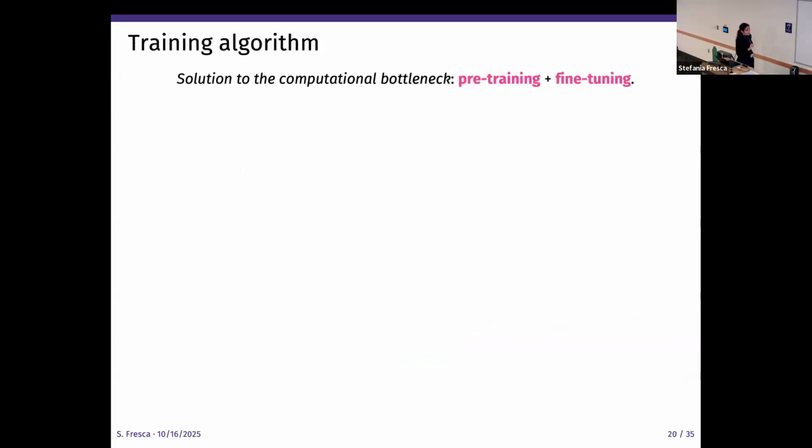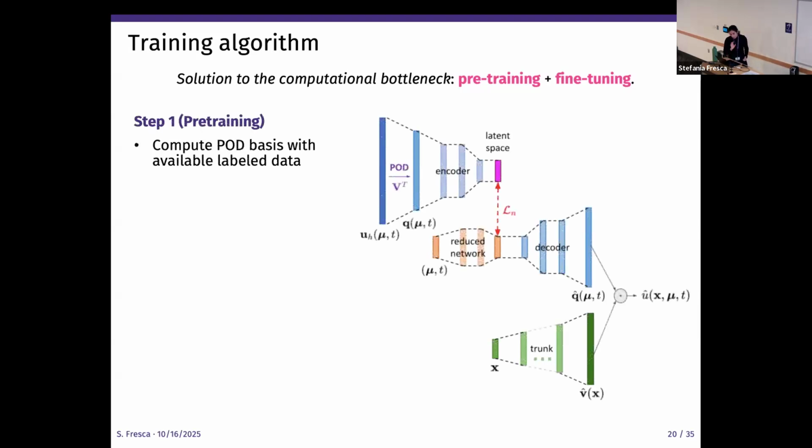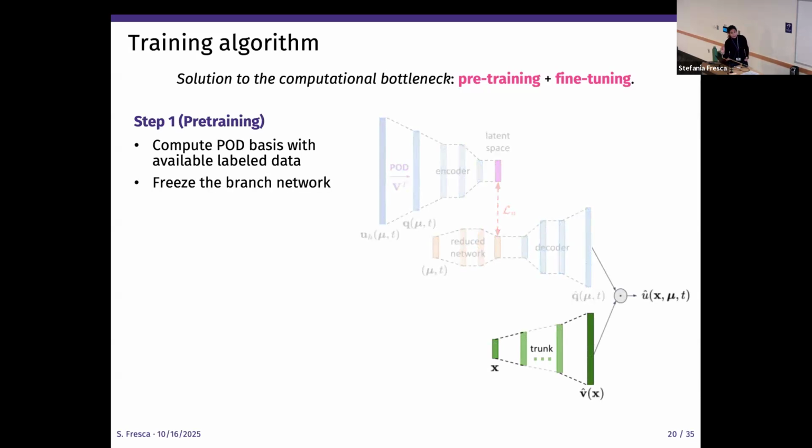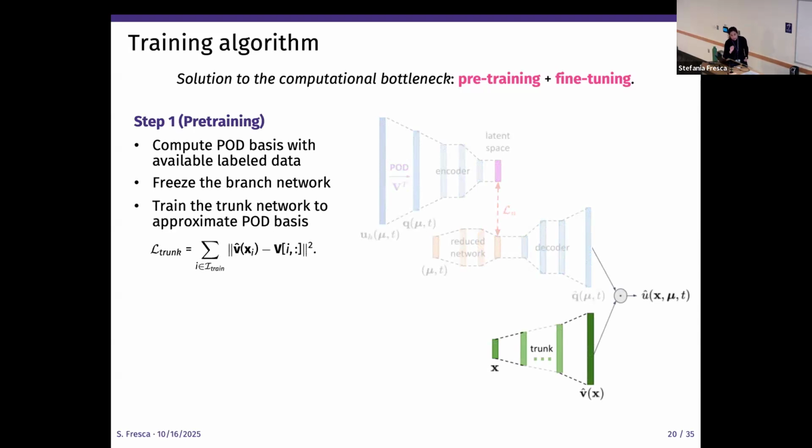We did it by means of a training procedure composed of pre-training plus fine-tuning stages. This is our way to solve the computational bottleneck. More precisely, we have the first step of pre-training. We compute POD basis functions by means of the available supervised data. We freeze the branch network, and we train the trunk network to approximate POD basis functions in a supervised way.